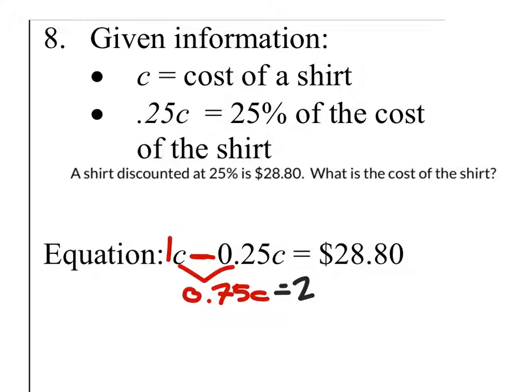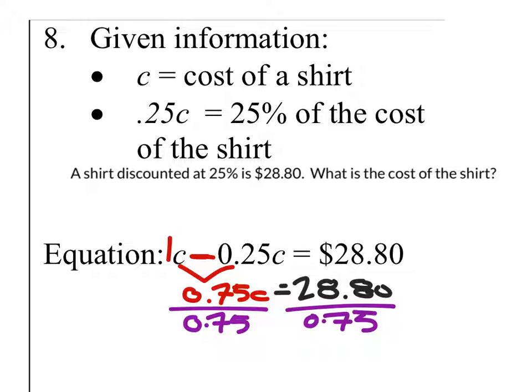This equals $28.80. So from here, I'll divide both sides by 0.75. We'll get more into percents, decimals, and fractions later on. 0.75 divided by 0.75, that's a 1. So that's good. We got the cost of the shirt, which is $28.80 divided by 0.75. I'm going to need a calculator for this one. Bam, that's it.